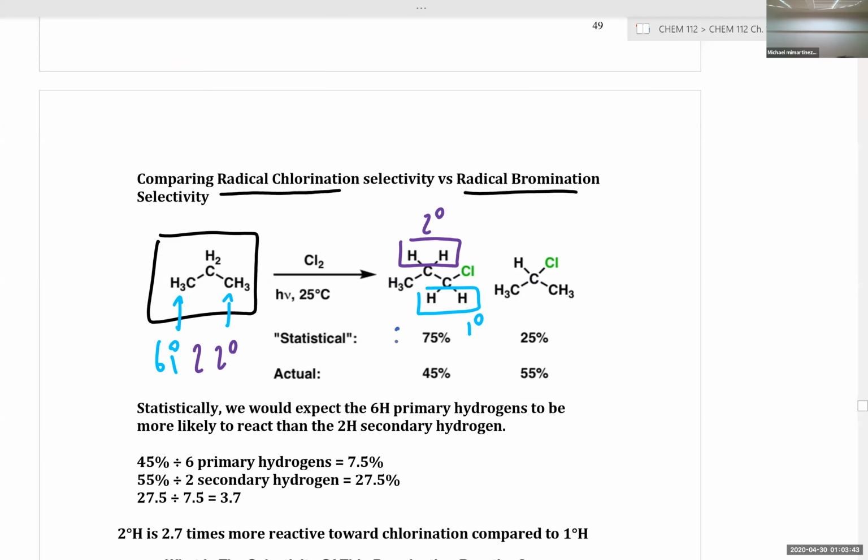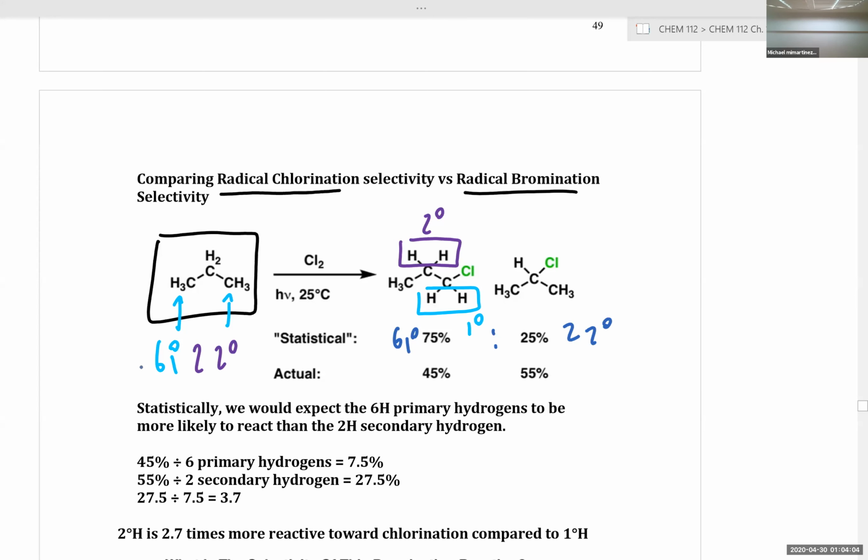so statistically, we'd expect a six to two ratio of primary to secondary. Okay, since we have 6 primary and 2 secondary. So statistically, we have about 3 times the number of primary hydrogens.